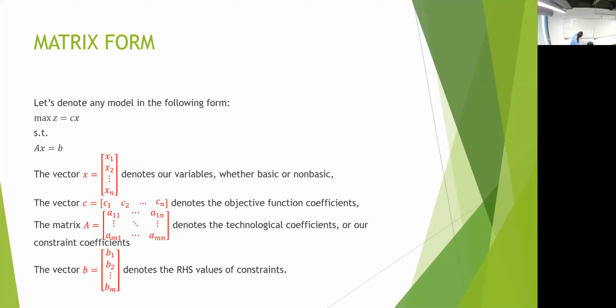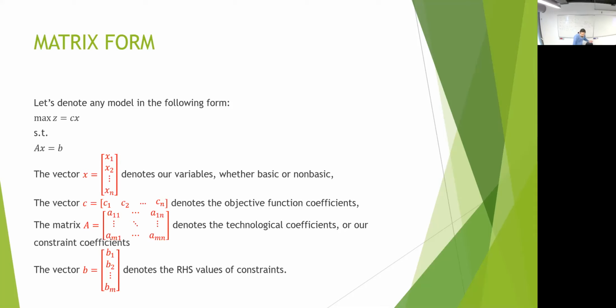Okay? For example, think about this one. We already know that z is equal to cx. The c here is equal to 1 and 2. Right? This is a vector. The coefficients are 1 and 2, in vector form. And for A, over here, we will have 1, 2, minus 2, 1, 1 and minus 1 for this model. So, these are the matrices or the vectors, A and c. And for b, of course, we have 4 and 6. b is equal to 4 and 6 in this model.